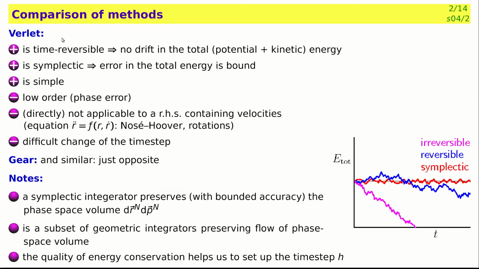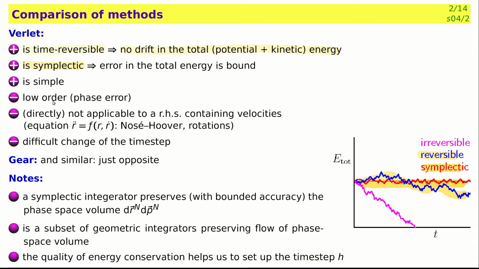To compare, the Verlet method and any method that is equivalent, that is leapfrog or velocity Verlet and so on, is time reversible. That is, there is no drift in the total energy. But it's even better, it's symplectic. That is, the error in the total energy is bound. Here you can see, it was also at the end of the last lecture, the difference between a reversible method, there is no trend, but still the fluctuation is larger, and a symplectic method, the red one.